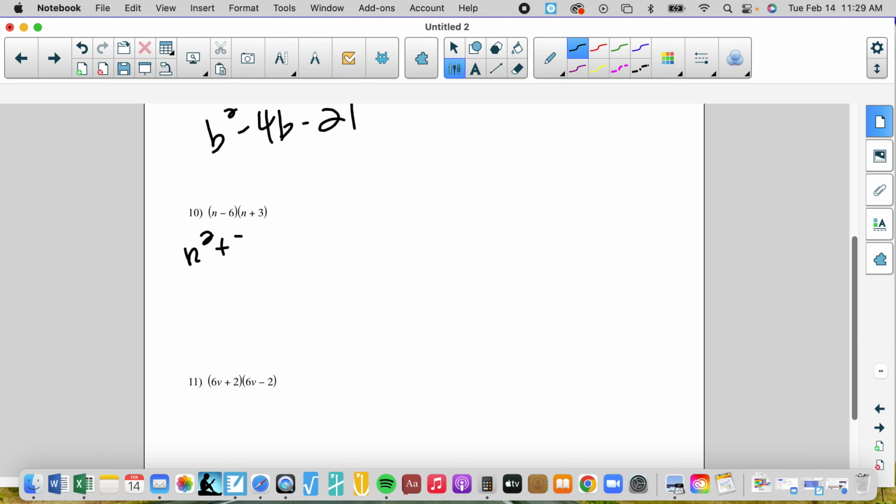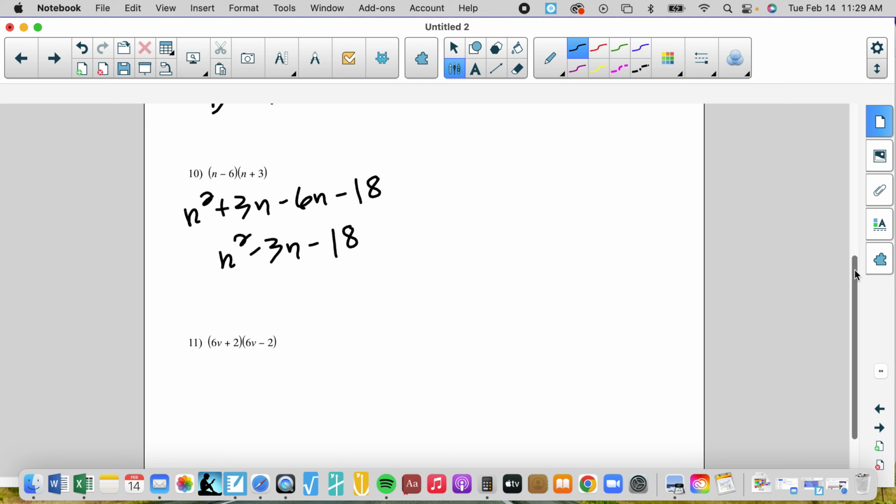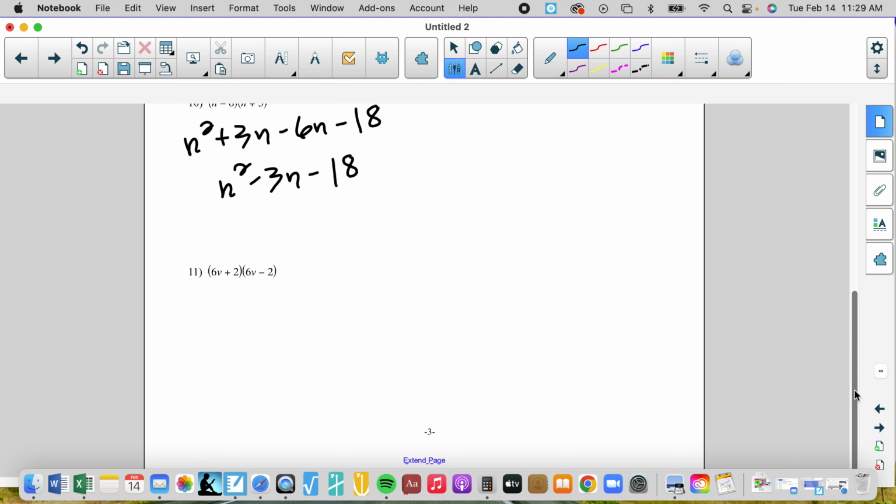N squared plus 3n minus 6n minus 18. N squared minus 3n minus 18. Ooh, here's an interesting one. So these are conjugates. They're opposite. So we can still do it.